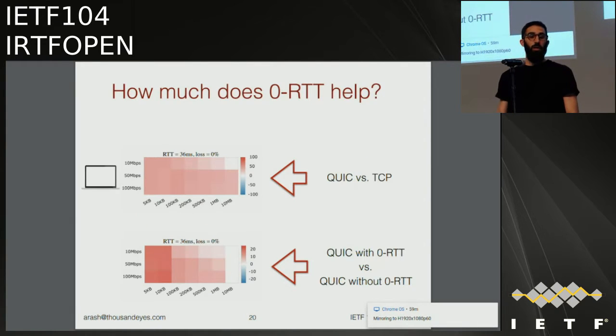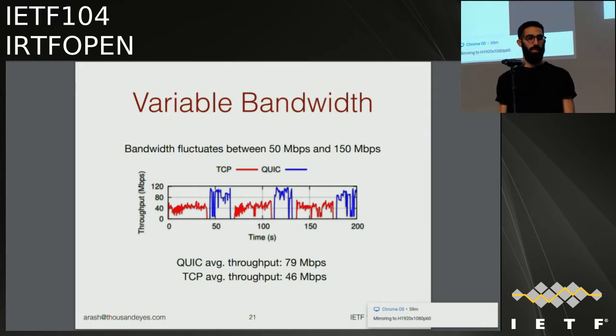Comparing these two plots together, as we said, zero RTT only helps for smaller objects, but we can see that QUIC is doing better for bigger objects as well. So we want to see what it is that QUIC does that helps it perform better. I have an experiment here, which is a little bit extreme, but I like it because it helps visualize things a little bit better.